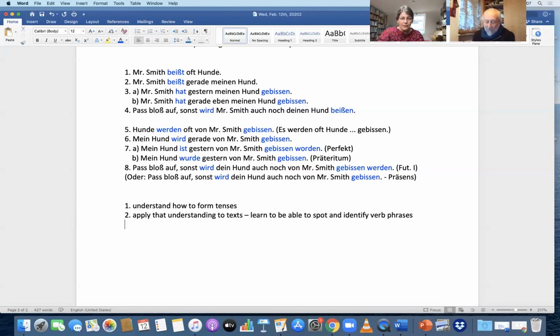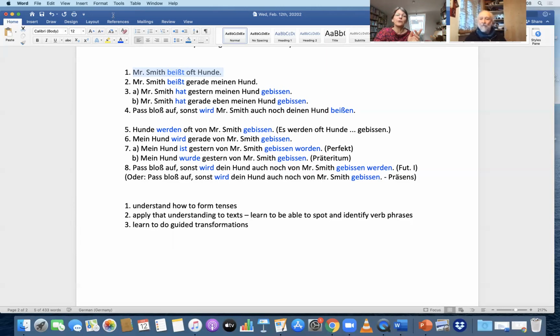Yes. So, thirdly, actually the 3rd step is be able to do guided transformation. Learn to do guided transformations, like we did here. Er beißt, wird gebissen. So I give you this sentence and I say, okay, now apply the rule.